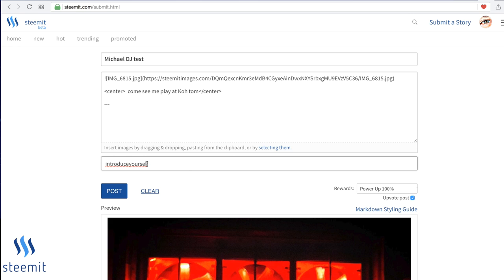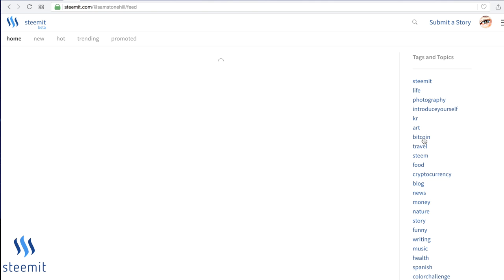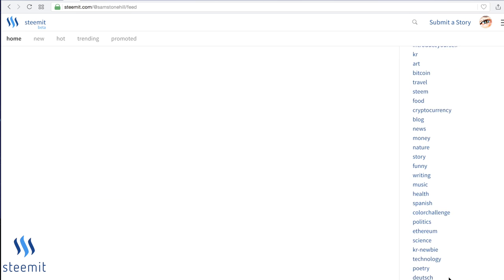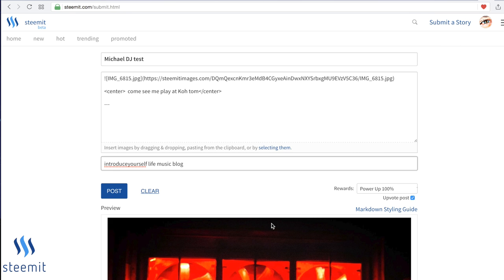Five tags, no hash required. Just put a gap between the words. You can put five. They're not necessarily relevant to your categories, but I would put introduce yourself, life. As a DJ, music. Artist, blog, maybe. Life, travel, maybe. Travel could be a good one. That's pretty high up. Steem, critical nature, funny, writing, music, health, Spanish, DJ.